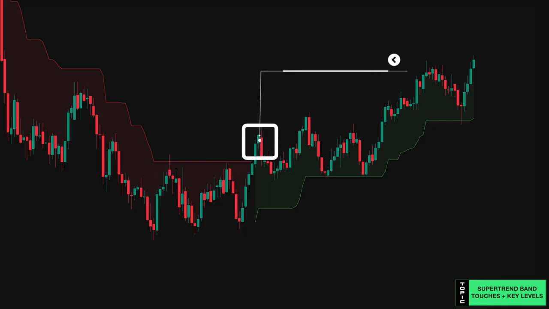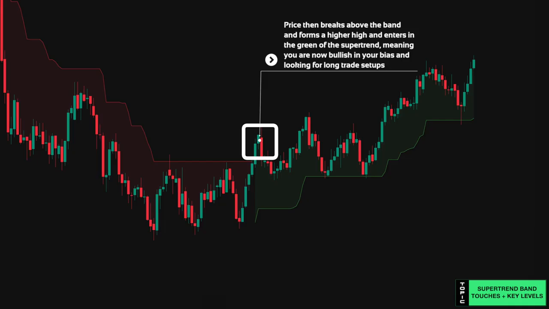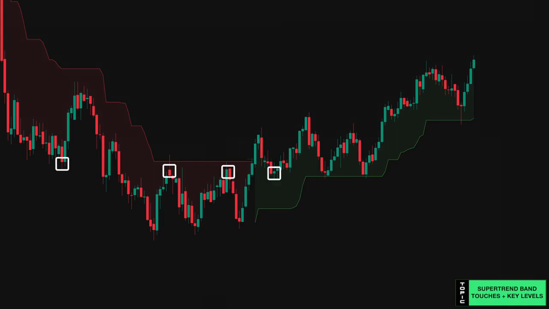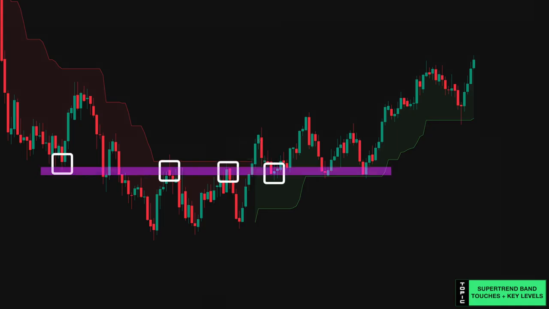Price then breaks above the band and forms a higher high and enters into the green of the super trend, meaning you are now bullish in your bias and looking for long trade setups. These reversal points give you a very key level with multiple touches.